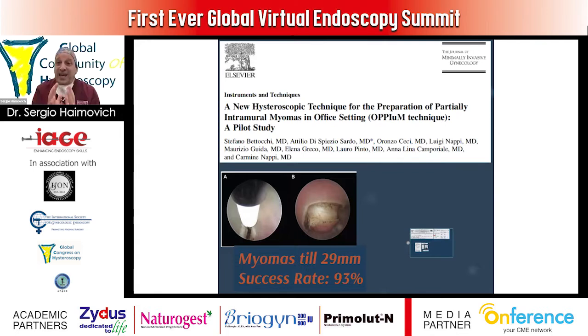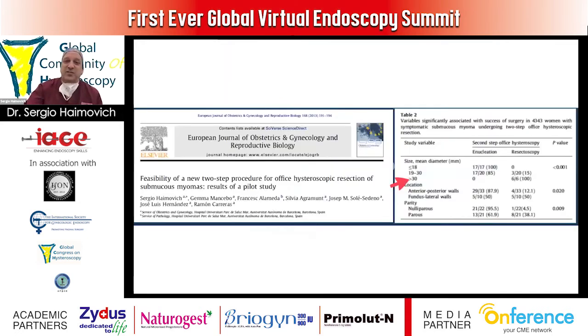The natural behavior of the myoma is to migrate into the cavity, as you can see in picture B. He did the first step in office, and then he sent the patients to the OR to perform the resectoscopy, as we all know. He did it with myomas with a mean size of 29 millimeters, which are not so small, and his success rate was 93%. This was my inspiration because in our hospital in Barcelona, when we saw that, we decided that we had to try to do the two steps in office. And we did it, and we published it in 2013.